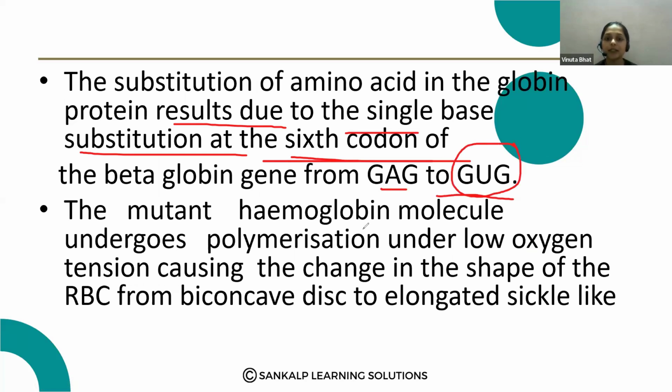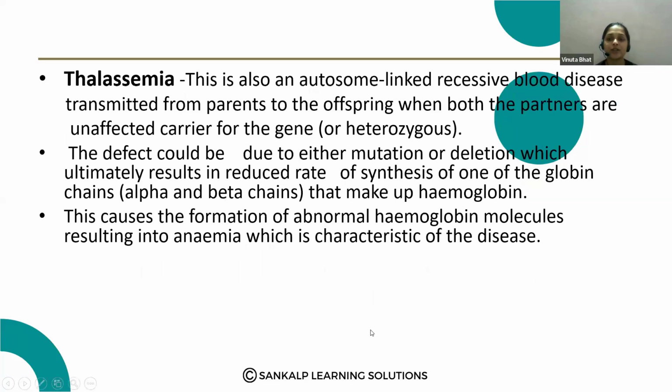So the mutant hemoglobin molecule, which has shown a mutation, undergoes polymerization under low oxygen tension, causing the change in the shape of the RBC from biconcave disc to an elongated sickle-like shape. Okay, so that is sickle cell anemia. In short, you can write down the important points in this.